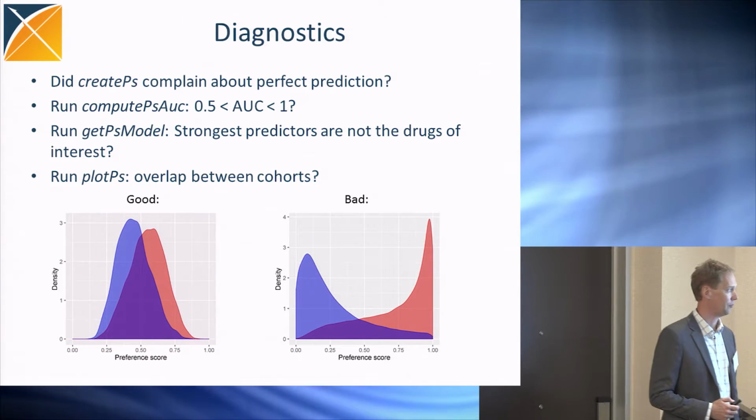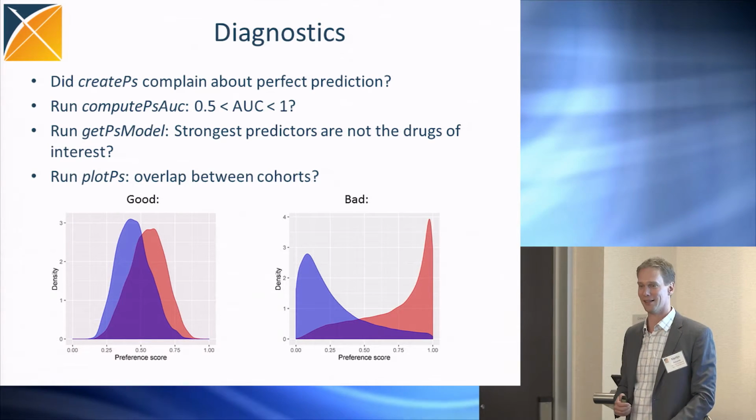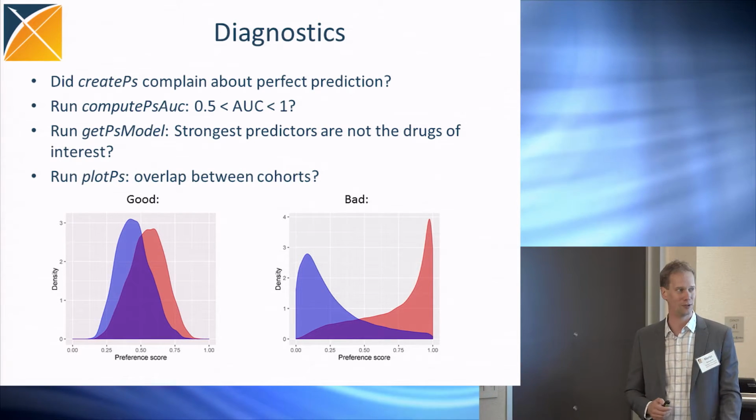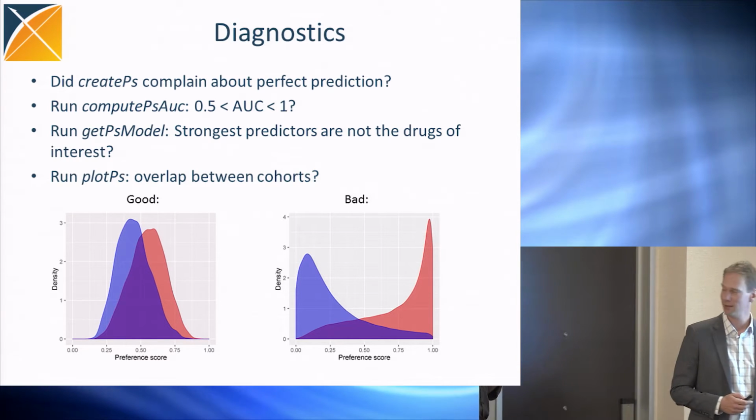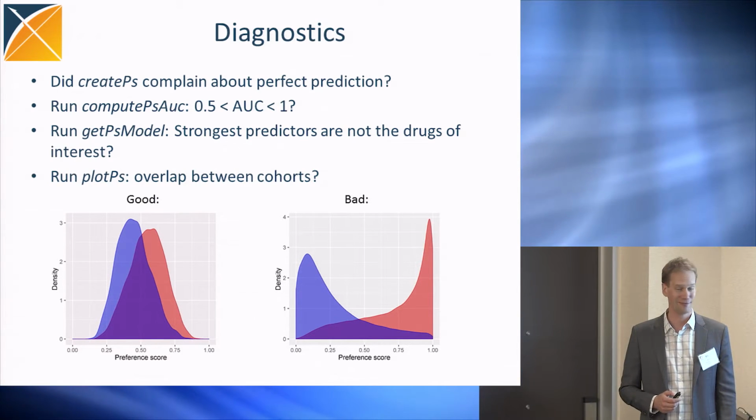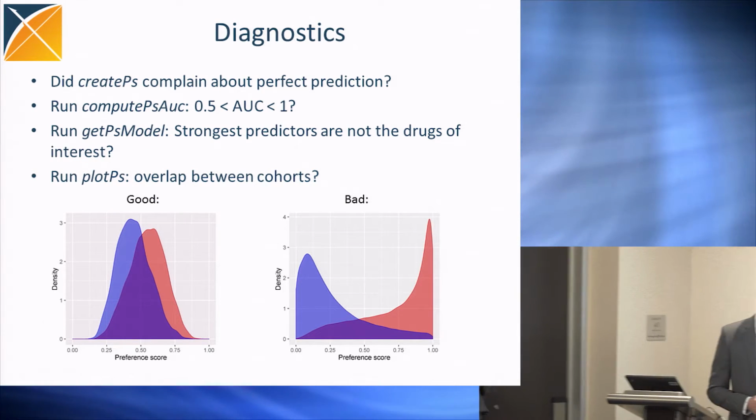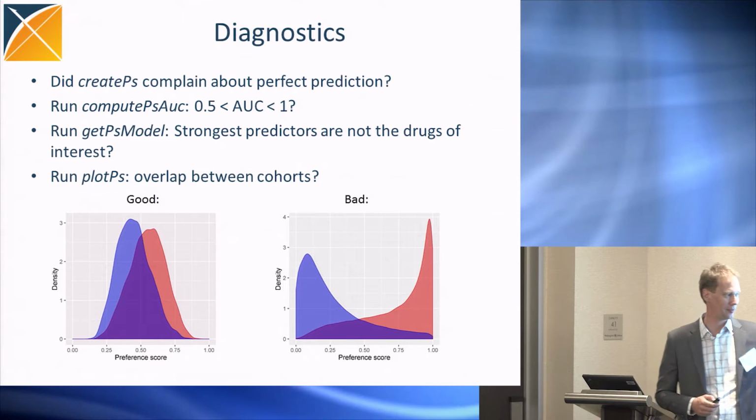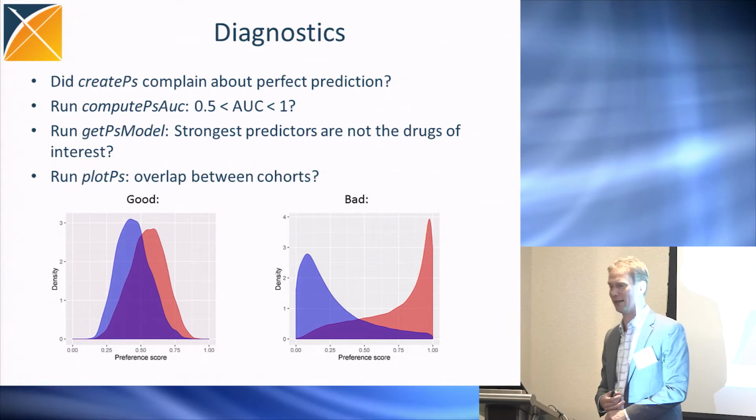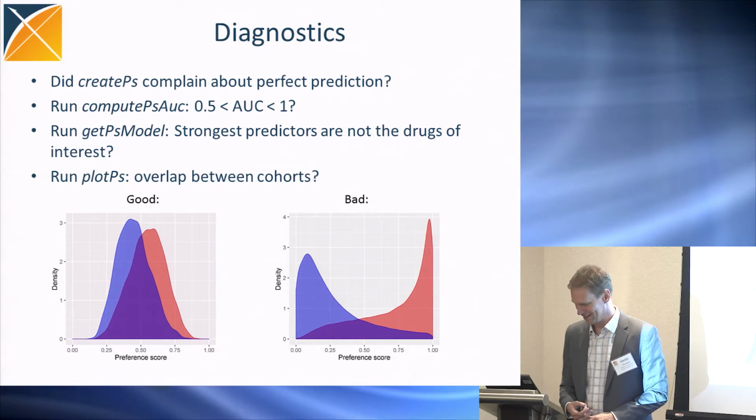All right, and the one that I personally like most is run plot PS to generate the actual distributions. This is what most studies look like, but nobody reports it. Yes, so this is good. You have large overlap, they're comparable. This is bad because the two populations are really different. Graham just got really lucky.